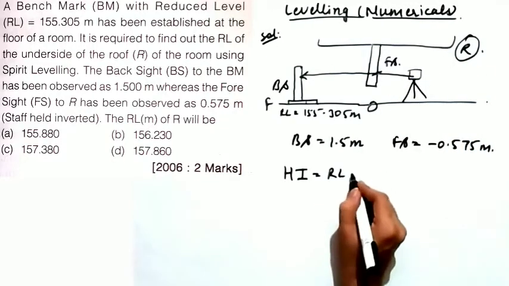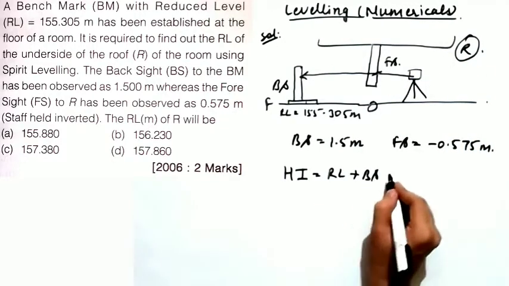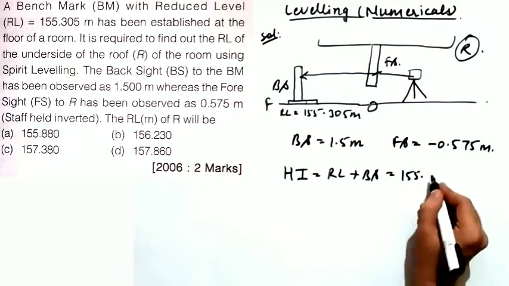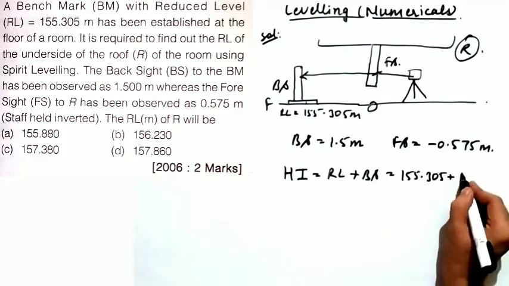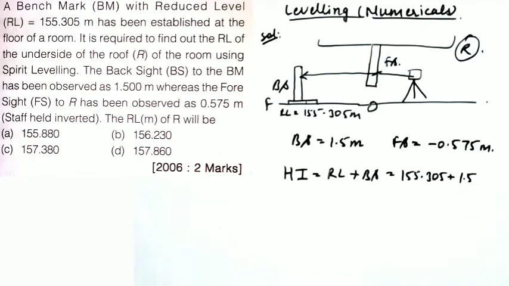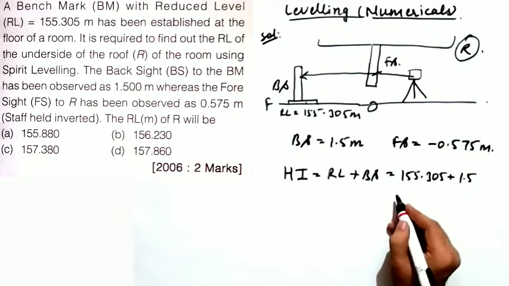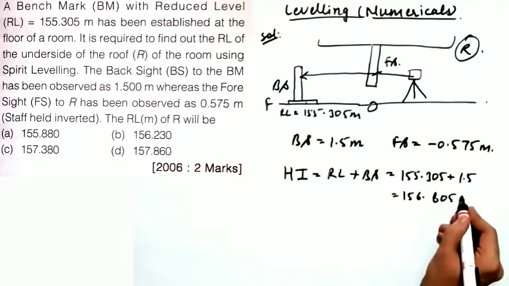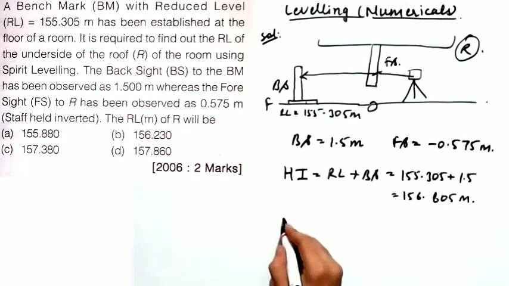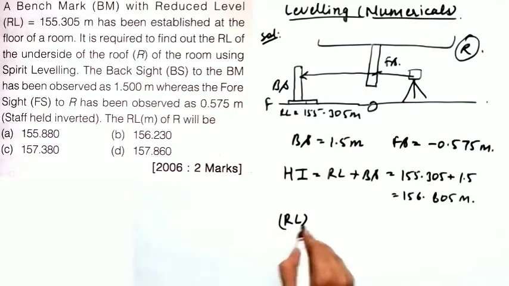So RL plus BS. What is RL? It is 155.305. And you will have to add the BS reading. What is the BS reading? It is 1.5. So you can obtain the height of instrument as 156.805 meters.